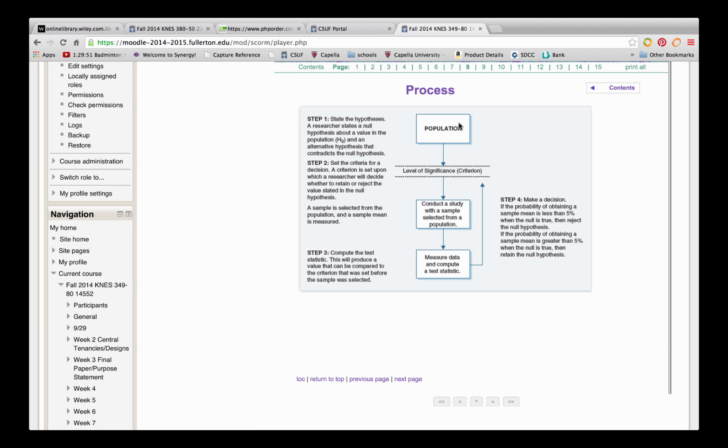This is a picture of the actual process. You find a population, you set the level of significance. Again, that's the level of confidence. Generally, the criterion would be 0.05. You would conduct a study, measure the data and compute the test statistic, and then you'd come back up and check it against the level of significance.